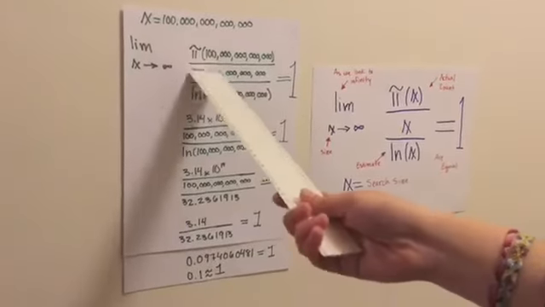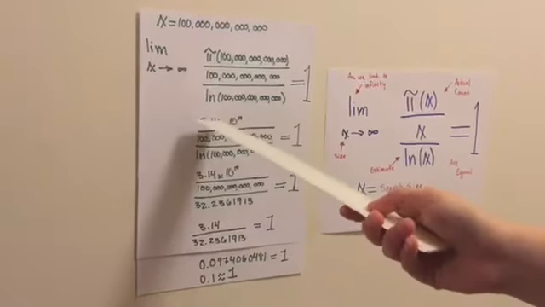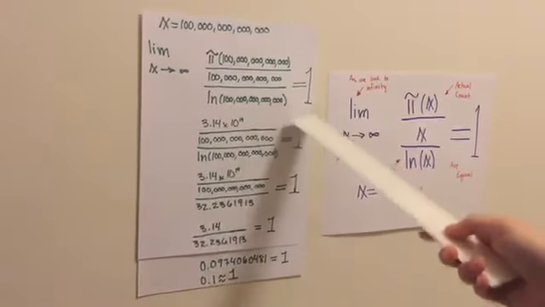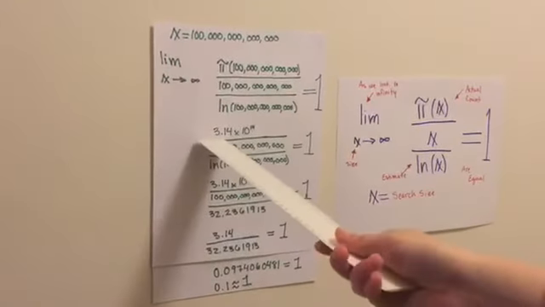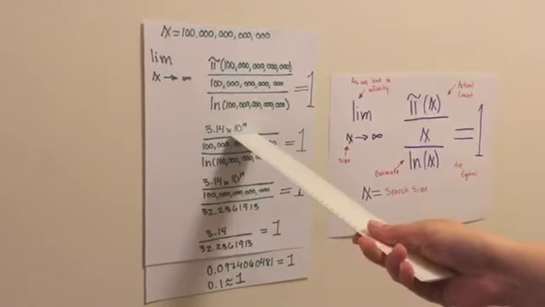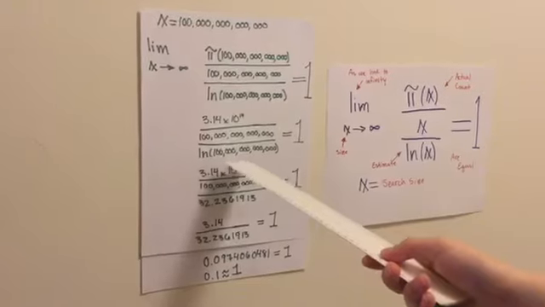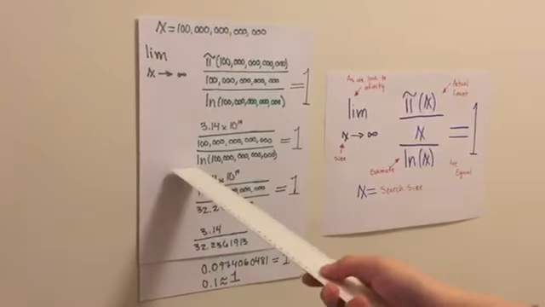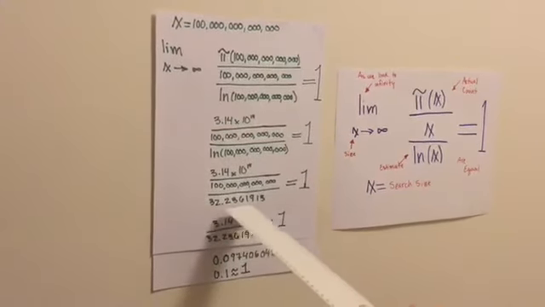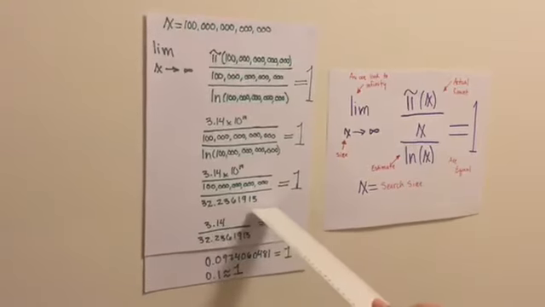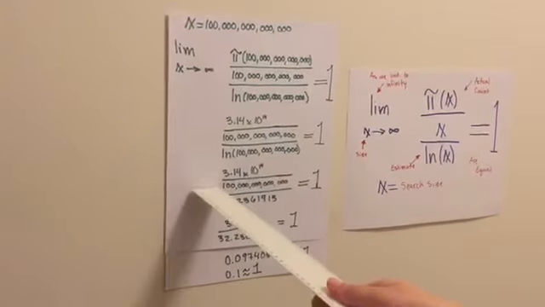Here for our example problem, we have pi of 100 trillion over 100 trillion over ln of 100 trillion equals 1. When pi is multiplied by 100 trillion, we get 3.14 times 10 to the 14th over 100 trillion over ln of 100 trillion. When we take ln of 100 trillion, we get 32.23611913. Everything else from the previous step stays the same.